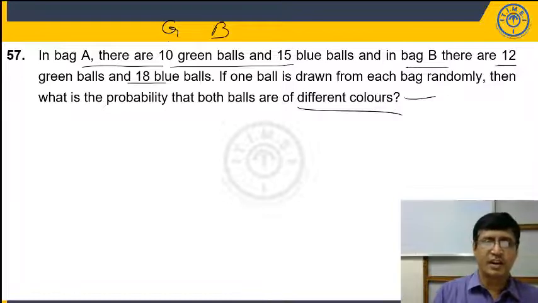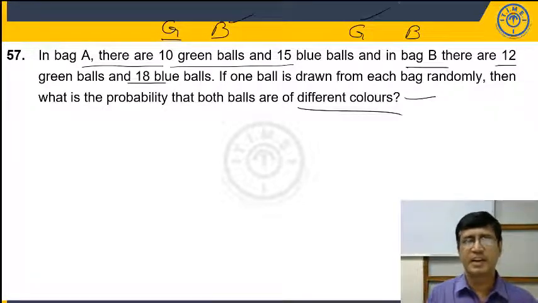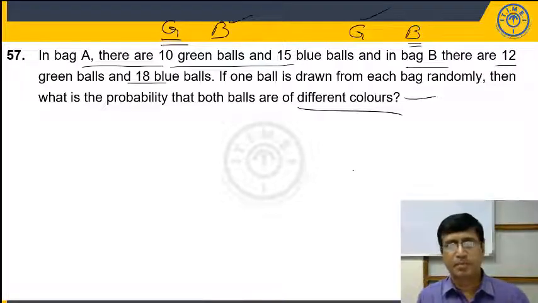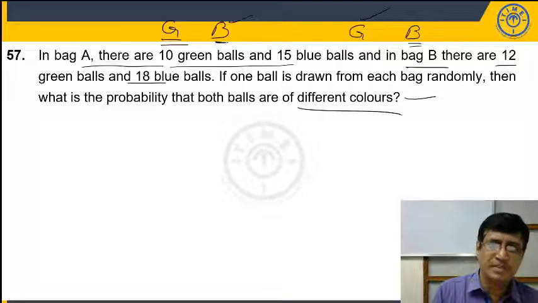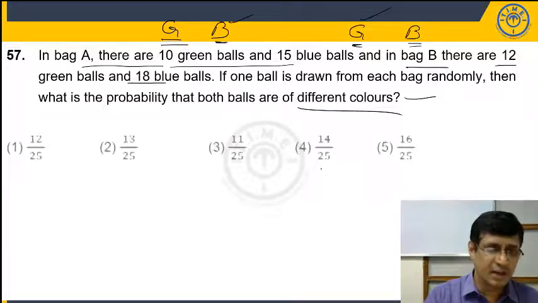If you are getting green from bag A, you should get blue from B. For example, blue from A means green from B. Okay, so of different color. Green from A means you should get blue from B, and blue from A means green from B. Okay. Now, what about the options here?